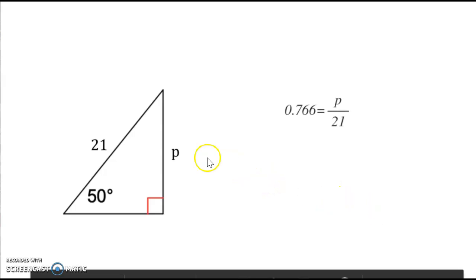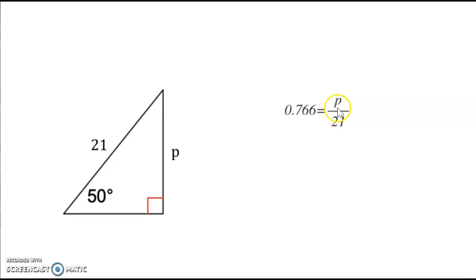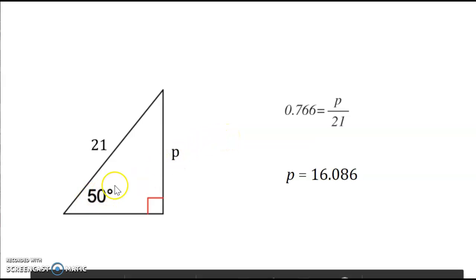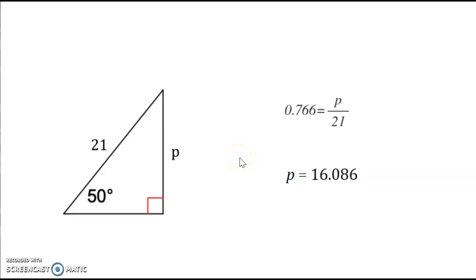All right, so in this case, the ratio p over 21 is going to be 0.766. So we set that up. p has to be 21 times 0.766, so p is 16.086. So if we know the ratio for a given angle, then we can use similar triangles to figure out the length of any 50 degree triangle.